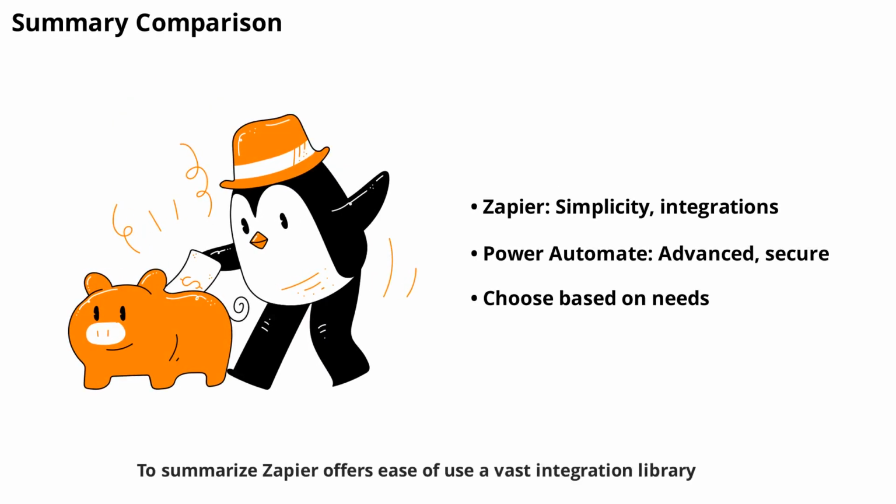To summarize, Zapier offers ease of use, a vast integration library, and quick setup, making it perfect for small to medium finance teams. Power Automate provides advanced automation, enterprise security, and deep Microsoft integration, making it ideal for larger organizations or those with complex requirements. Both tools have their strengths. Choose the one that aligns with your finance team's goals and infrastructure.